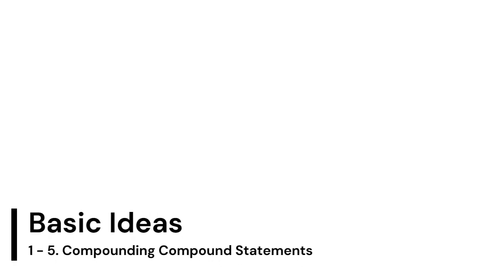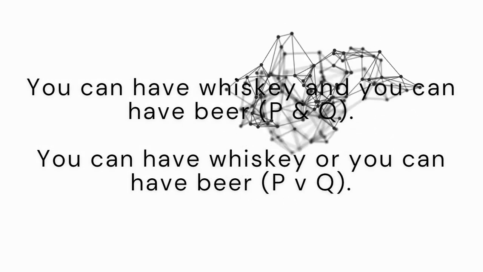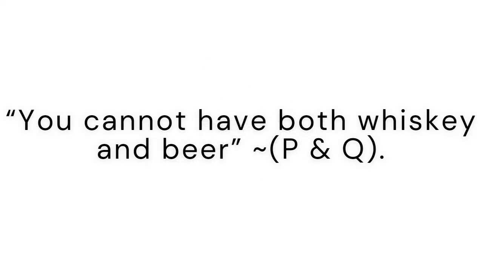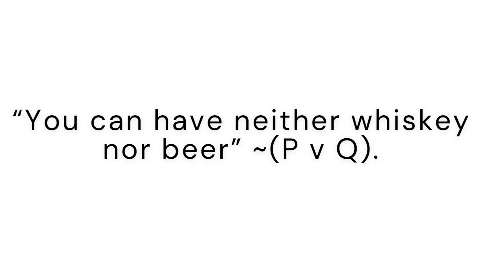Logical operators can also operate on compound statements. If we run with our previous examples, you can have whiskey and you can have beer, you can have whiskey or you can have beer, and so on. Additional logical operators can be used to express a greater variety of propositions. For example, if we negate the entire compound statement P and Q, it will read, "You cannot have both whiskey and beer," and it would be symbolized not (P and Q), with parentheses. If we negate the entire compound statement P or Q, it will read, "You can have neither whiskey nor beer," and it would be symbolized not (P or Q), also with parentheses.